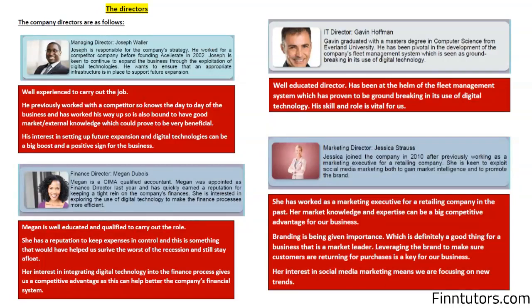For a very simple example, let's first talk about our managing director, Joseph Waller. Now, Joseph is responsible for the company's strategy. He worked for a competitor company before founding Acellerate in 2002. Joseph is keen to continue to expand the business through the exploitation of digital technologies. He wants to ensure that an appropriate infrastructure is in place to support future expansion.